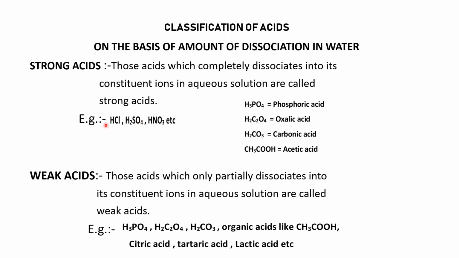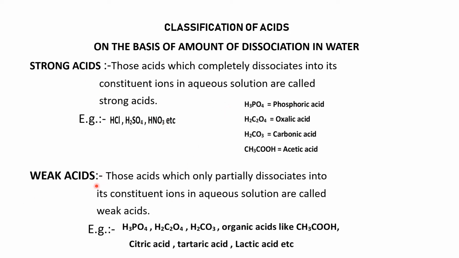For example, in HCl, how many ions are there? H+ ion and chloride ion. In H2SO4, hydrogen ion and sulfate ion. In HNO3, how many ions are there? Two, one H+ ion and one nitrate ion. So like this, if they completely change into their ionic form, they are known as strong acids.